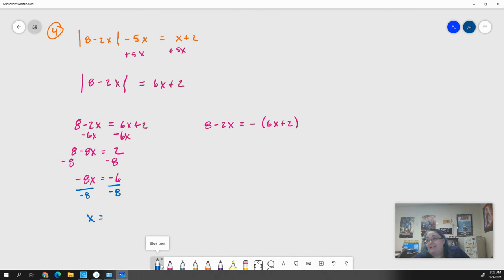I'm going to divide by negative 8. And I'm going to get x equals, I have a negative over negative, so it's going to be positive, right? These are even numbers. Divide them by 2. And I get x equals 3/4.